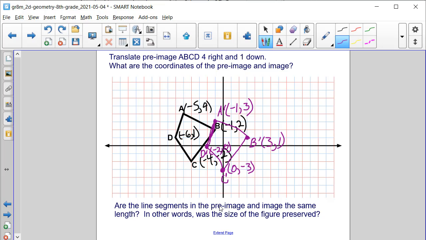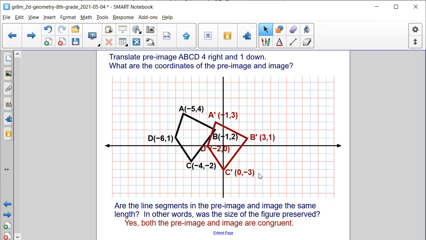And then are the line segments of the pre-image and image the same length? Well, yes, they are. To get from A to D, we went down 3 units and to the left 1. Well, the same thing happened over here. And the same thing occurs with all of these. So from D to C, I'm going down 1, 2, 3, and over 2. And from D prime to C prime, I went down 3 and over 2. So it does have the same shape. So the side lengths and angles were all preserved when translating this figure.